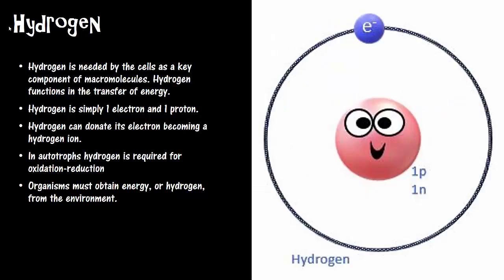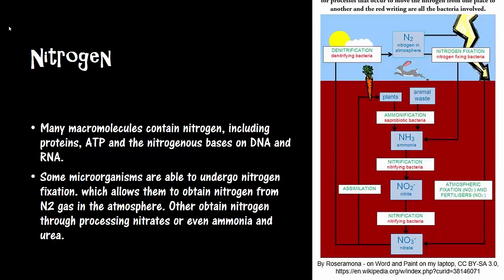Hydrogen is needed by the cells as a key component of macromolecules. Hydrogen functions in the transfer of energy. Hydrogen is simply one electron and one proton. Hydrogen can donate its electron and become a hydrogen ion. In autotrophs, hydrogen is required for oxidation reduction. Organisms must obtain energy or hydrogen from the environment.